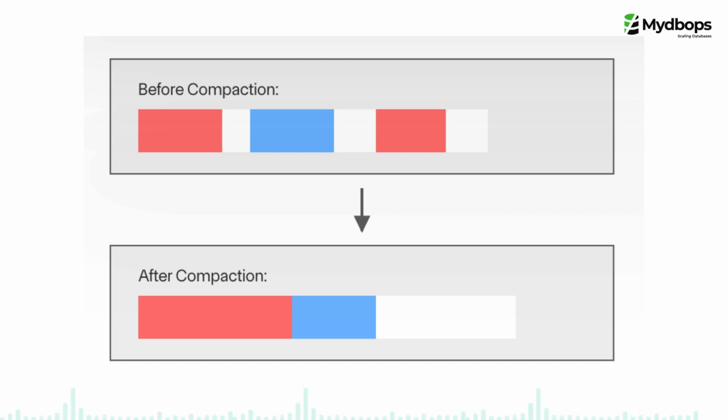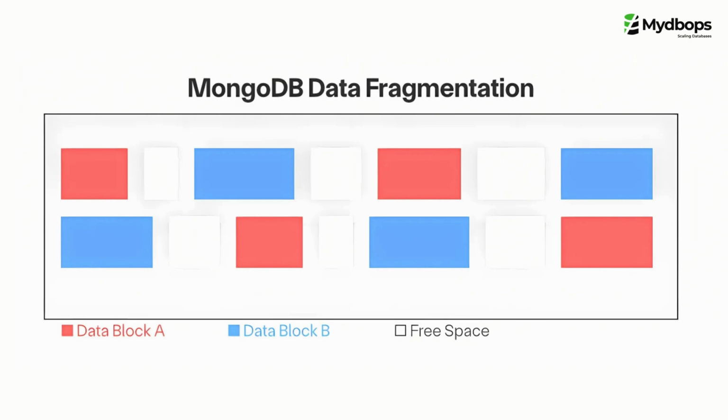And don't forget, the key is to be proactive. Don't wait until your database is completely overwhelmed by fragmentation before you do something about it. Right. Regularly checking for fragmentation, knowing how to use these commands, and understanding when to use compaction versus initial sync. Those are the secrets to a healthy and happy MongoDB. Couldn't have said it better myself.